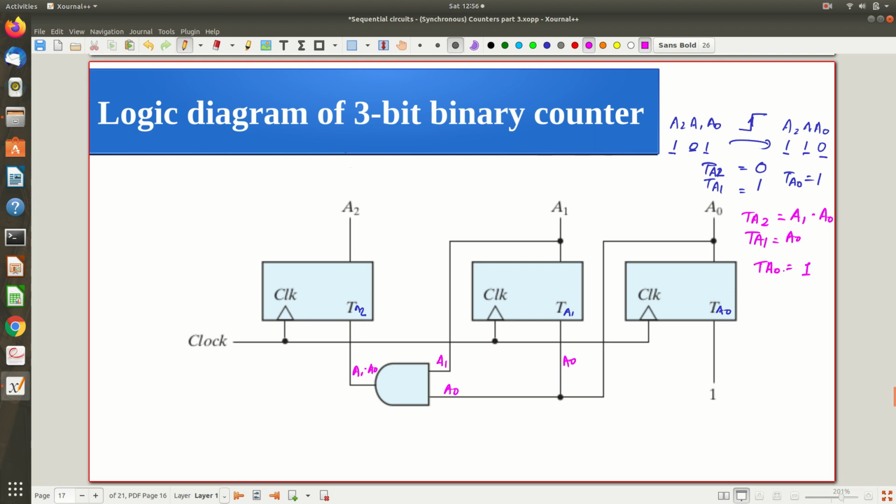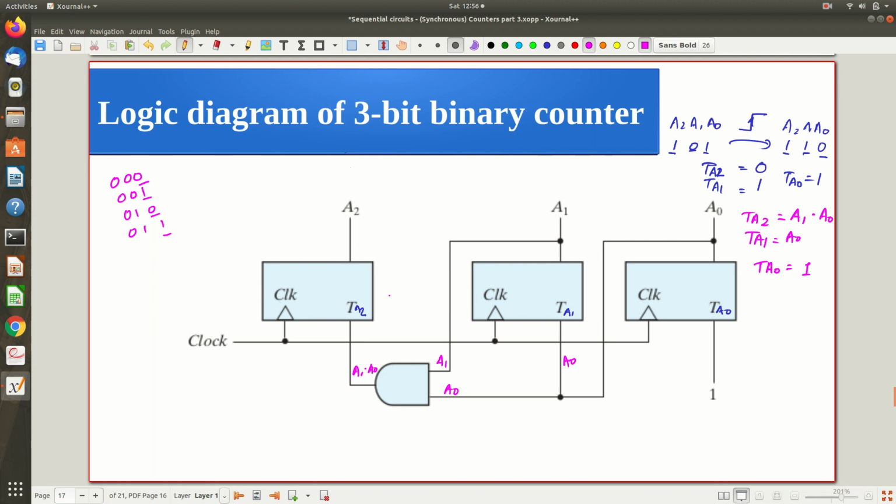Finally TA0 is simply 1, because in the K-map all the entries are either 1 or don't care, so we grouped them into a single cube, and we derived it as 1. It is always true, because the least significant bit will always toggle during counting. If you are looking at the up counter, it counts starting from 000, then 001, then 010, then 011. The least significant bit is always toggling.